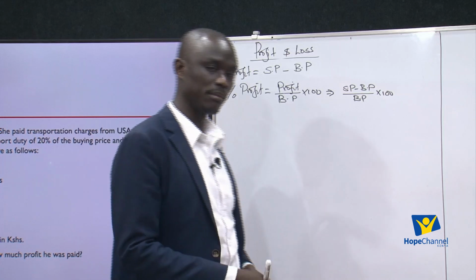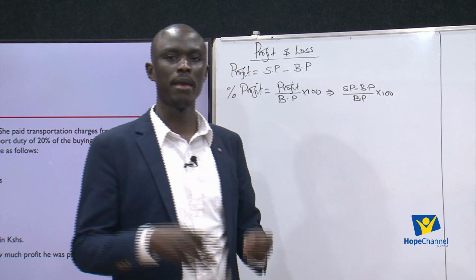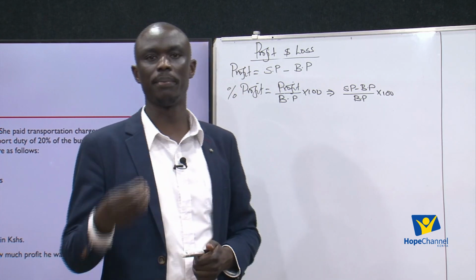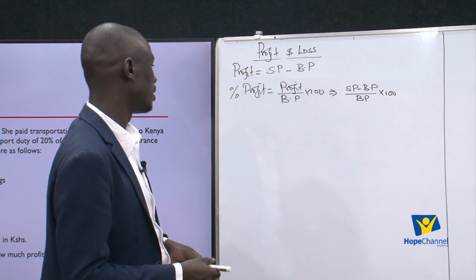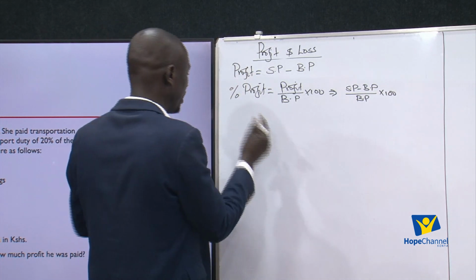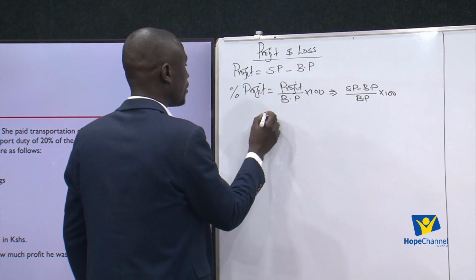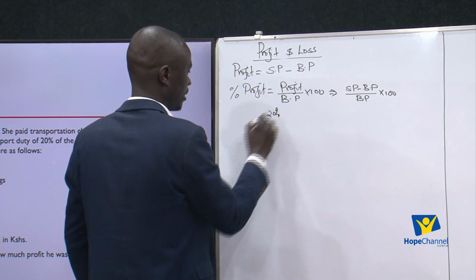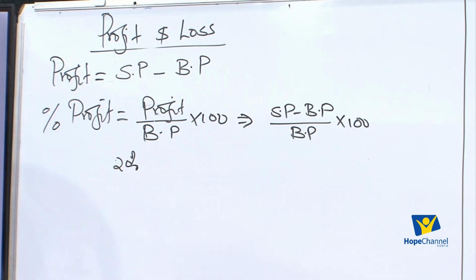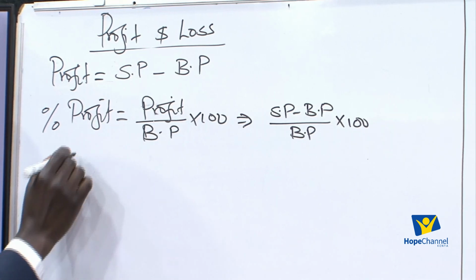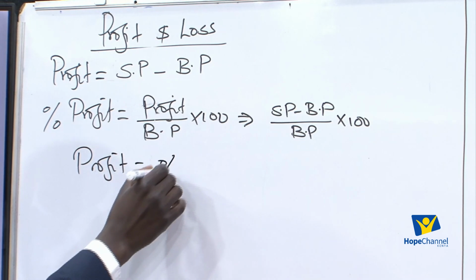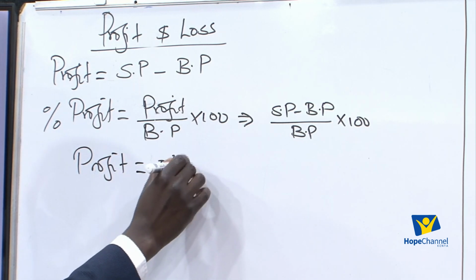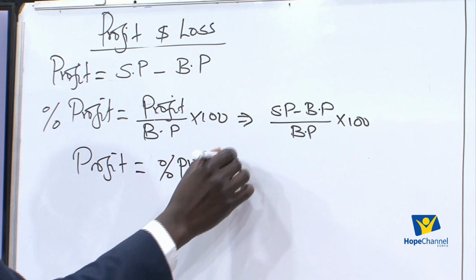And in most cases, somebody will give you the percentage profit and they want the profit. How will you get that one? Somebody may tell you that the percentage profit is 20%. So you are given the percentage profit and you want the profit. You simply say profit in this case will be that percentage profit that you have been given.